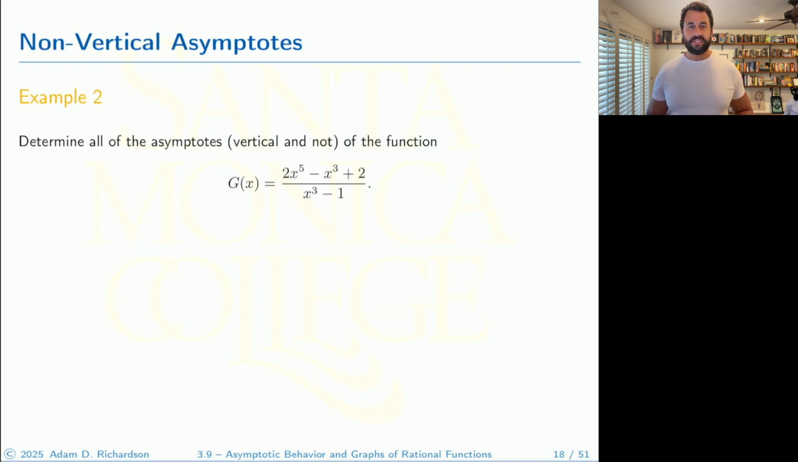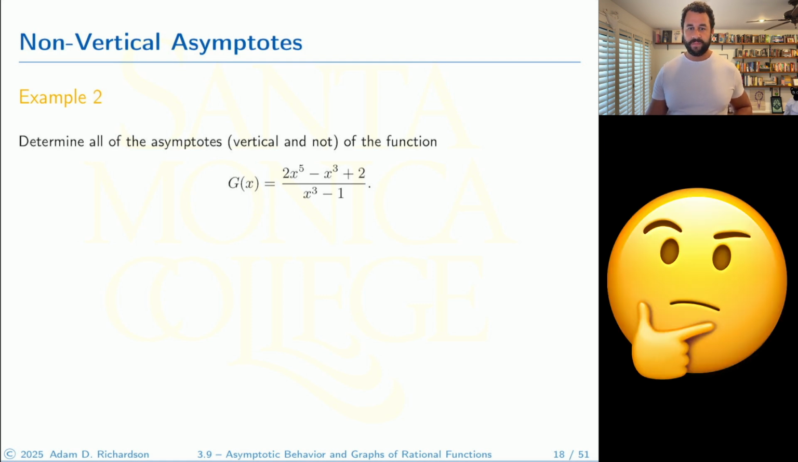Okay, let's do some examples here. So this one, well, let's start with this. This one I want you to try on your own, at least part of it. It says to determine all the asymptotes, vertical and not, of this function here. I want you to just find the vertical asymptotes of this function. Just the vertical ones for now. All right, so think about it. You might have to refresh your memory. How do you find the vertical asymptotes?